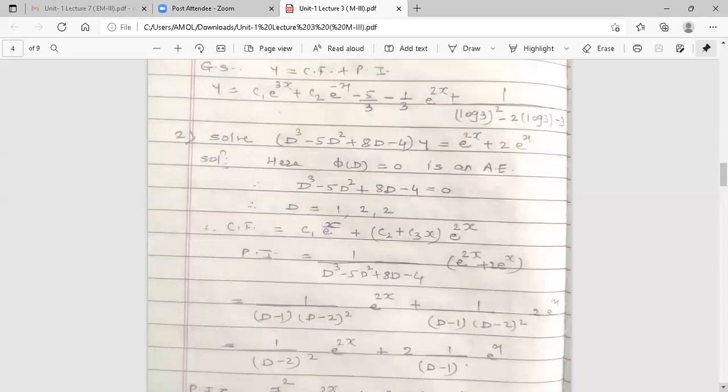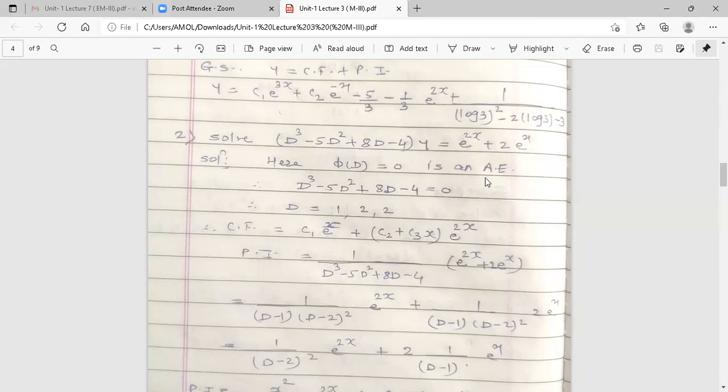Now the next example. Solve (D cube minus 5D square plus 8D minus 4) y is equal to e raised to 2x plus 2 into e raised to x. So here phi of D is D cube minus 5D square plus 8D minus 4. Equate it equal to 0.